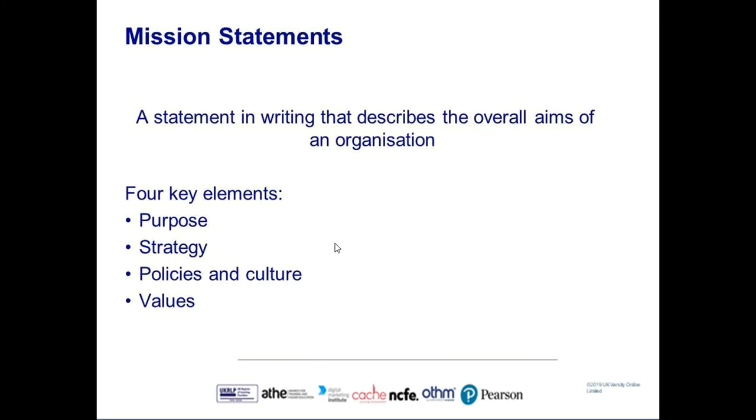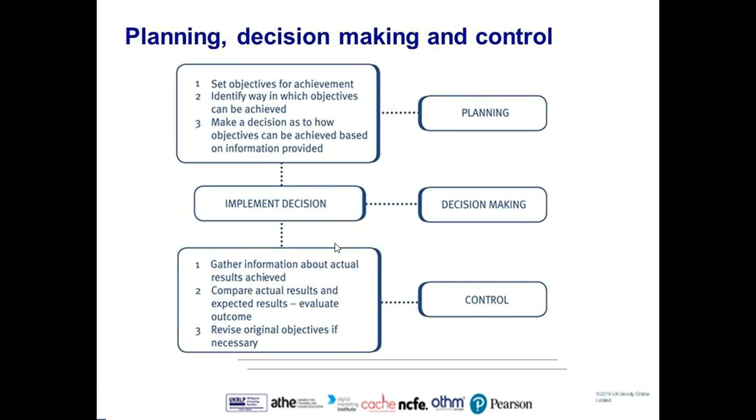A written statement describing the overall aims of our organization is the organization's mission statement. Four key elements: purpose. Why this mission, this purpose? If we don't have a mission, we don't know the way. Strategies mean the action plan. Why? Policies and culture, and the values of the organization, we need to understand when we deal with management accounting as well. So: planning, decision making, and control.